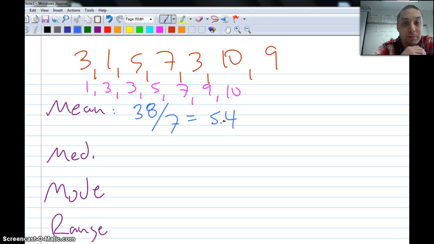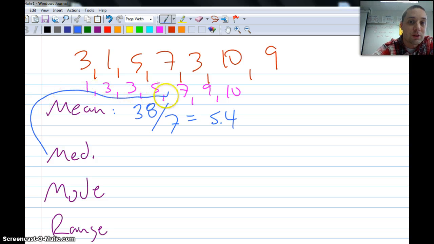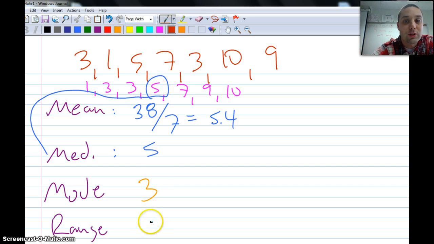The median's the middle, the exact middle in this one. So again, it comes out nice and neat where there's 7 total. So the middle of that one is that 5. The mode, the one that occurs the most, well, 3. There's 2 of them. And last but not least, your range. Take your big number 10 minus your smallest number 1. That's 9.